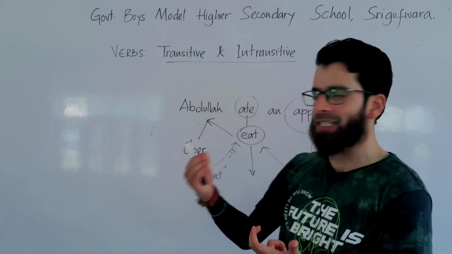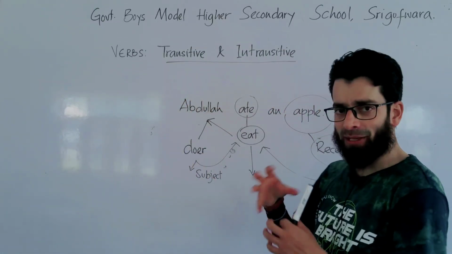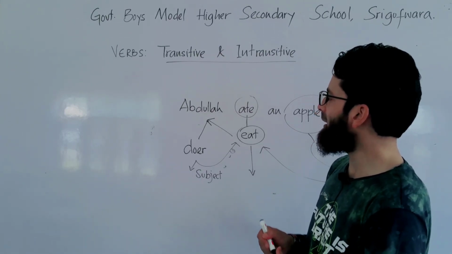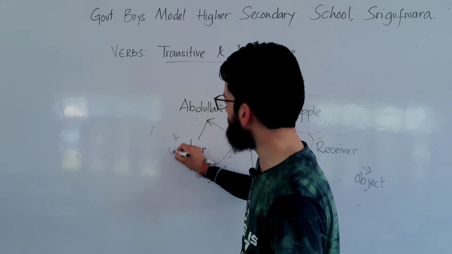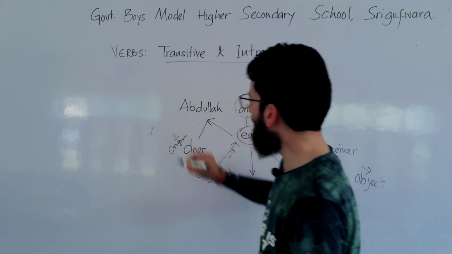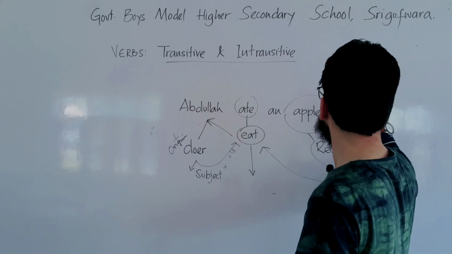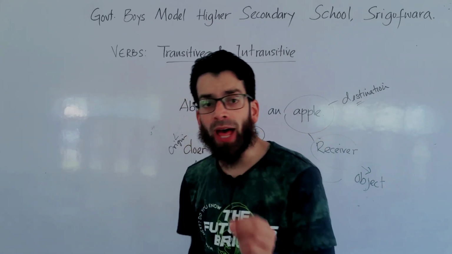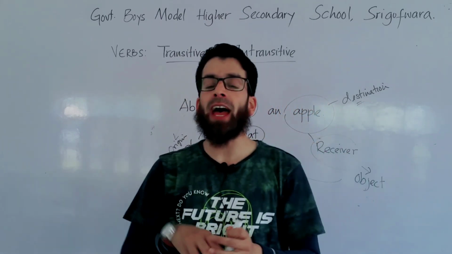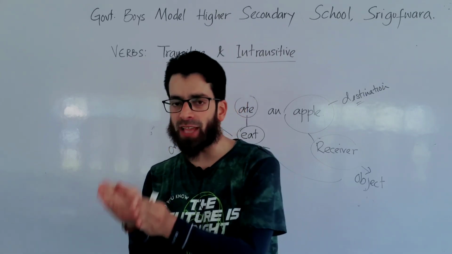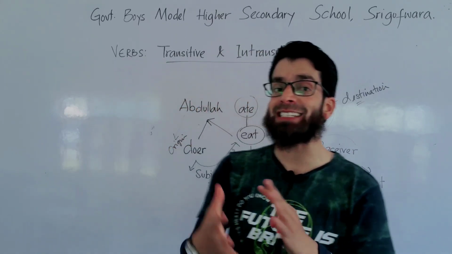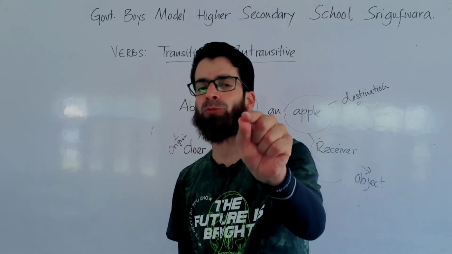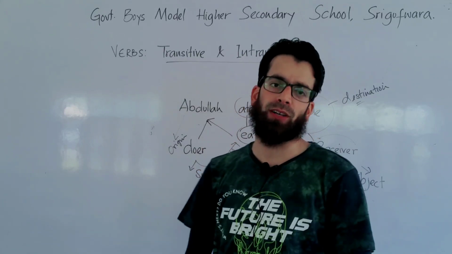और एप्पल एट द रिसीवर्स एंड, तो जैसे मैंने ट्रांजिट का जो एक सिंपल एग्जाम्पल दिया था, तो यहाँ पे आप देखेंगे कि Abdullah is an origin and apple is a destination. So when you have a verb where the action transfers from subject to object and the object receives the effect of that particular action, you call that verb a transitive verb.